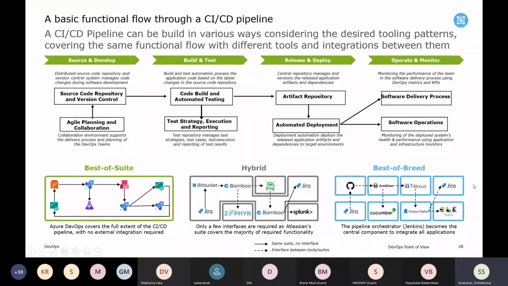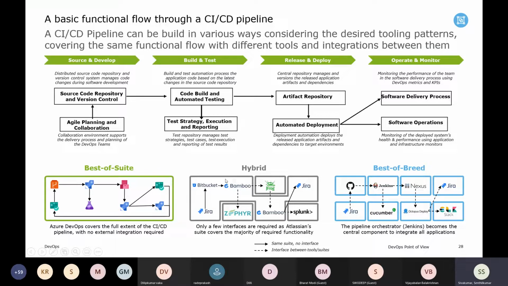Now, as I said, for defining the tools, what are the three methods we followed? Best of suit, hybrid, and best of breed. For example, if I'm using Azure DevOps, I'm not using Jenkins, I'm not using Terraform, I'm not using any other open source tools for this kind of pipeline build. It's all a single orchestrated way, and that is best of suit. For example, I'm using Azure DevOps end to end. That is best of suit. It could be any product, not only Azure, but AWS or Google. If I'm using those kinds of services end to end, that is best of suit. So it's all relying on the service-based plan.